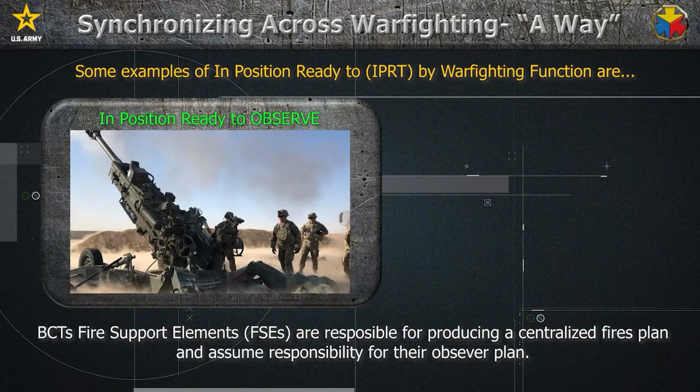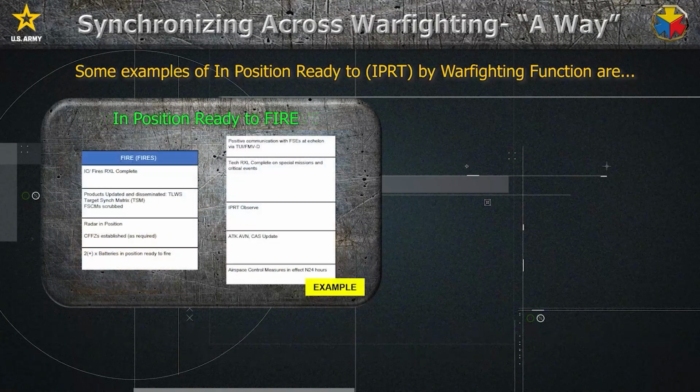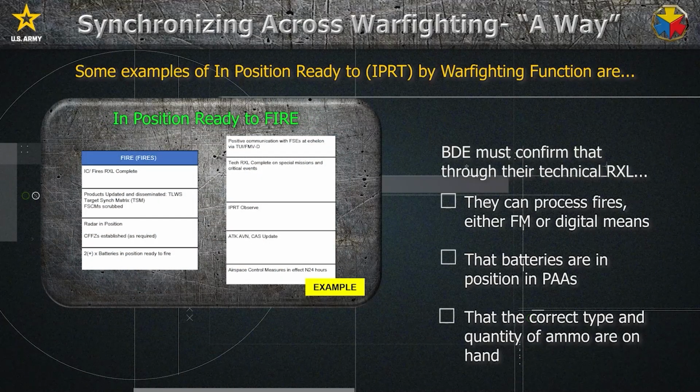The brigade fire support element is responsible for producing a centralized fires plan and assumes responsibility for their observers plan. The brigade must confirm that observers are in position to observe pre-planned targets, have positive communications with the fire distribution cell, and have conducted a technical rehearsal. In position ready to fire. Brigades must confirm through their technical rehearsal that they can process fires, either through FM means or digital means, that batteries are in position in their PAAs, and that the correct type and quantity of ammo are on hand.